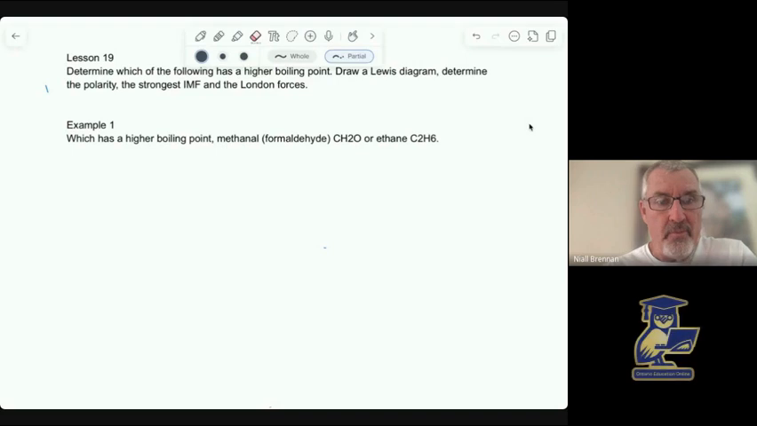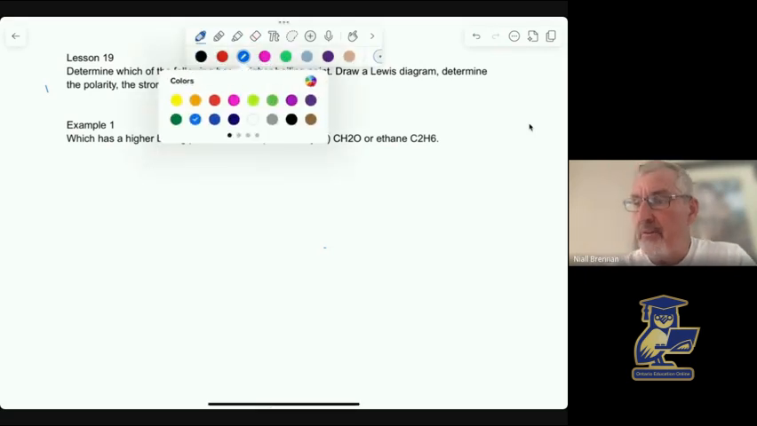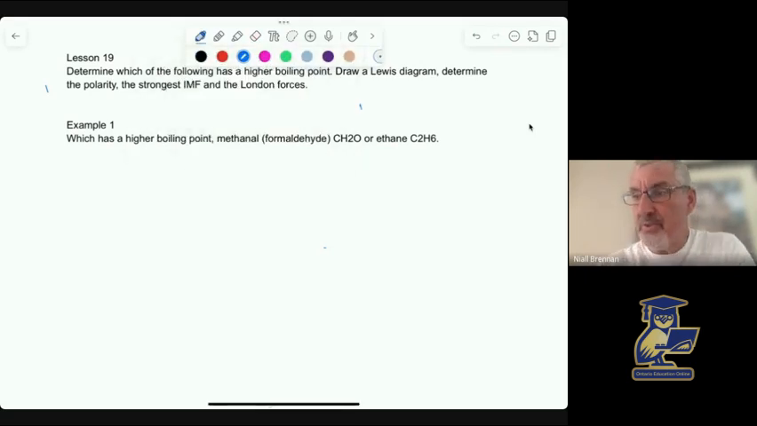Here we go, lesson 19. And in here, we're going to talk about comparing intermolecular forces between two molecules. So let's just follow what the question says. Determine which of the following has a higher boiling point.